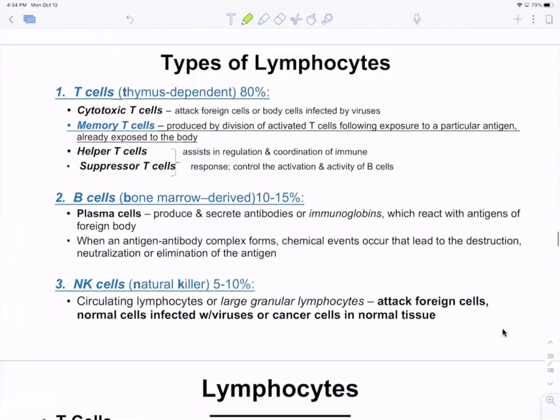So T cells are really 80% of the lymphocytes that you have. So your thymus is responsible for maturing 80% of the T cells, which is 80% of half your immunity, these white blood cells. And there are different types of T cells. You have cytotoxic T cells that just attack foreign cells or cells infected with viruses. You have memory T cells. They're really activated T cells following the exposure of a particular antigen.